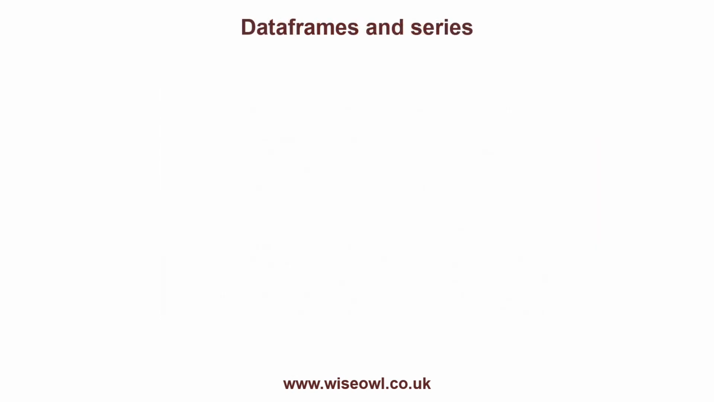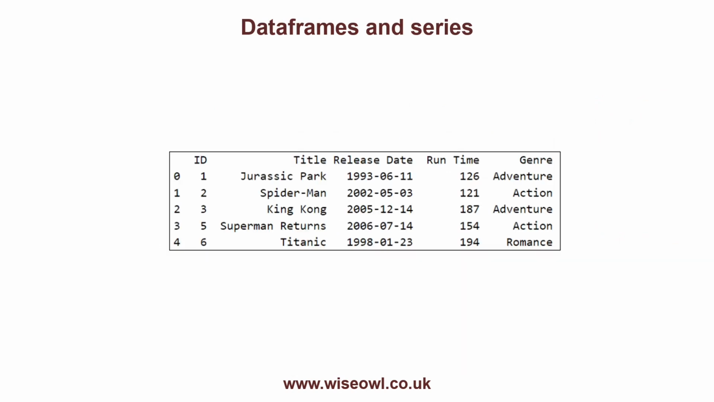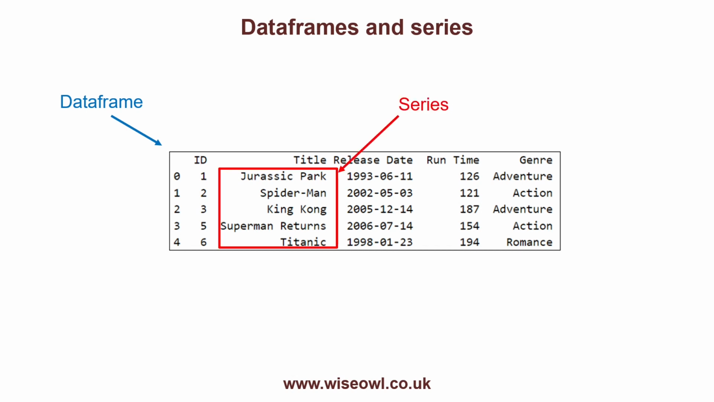Let's look at the building blocks of it. There's two main ones, data frames and series. So here's a data frame. It consists of a set of rows of films, and it consists of 5 separate series. So I've highlighted there one of the series. A series consists of the data itself in a column, but excluding the column title.